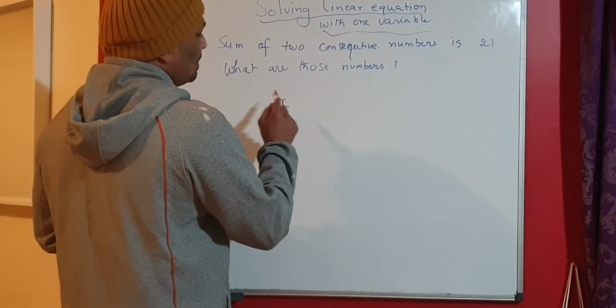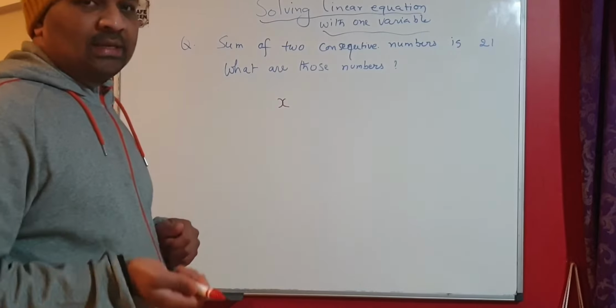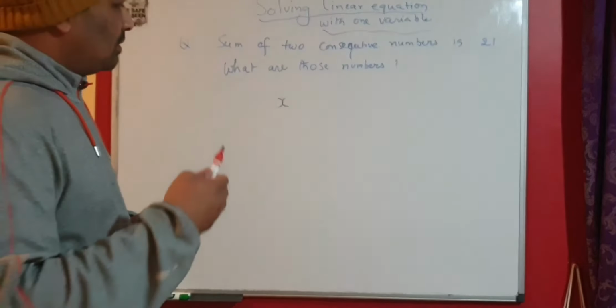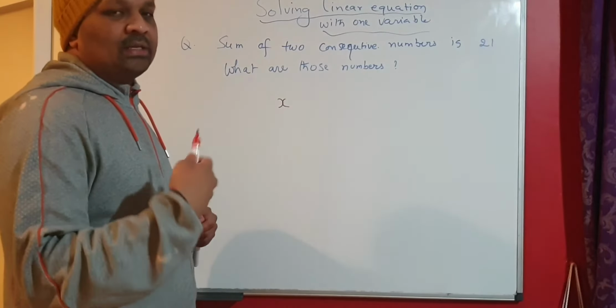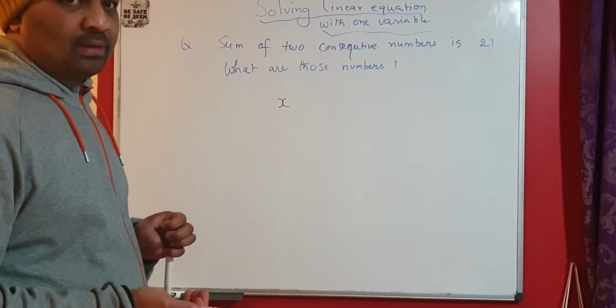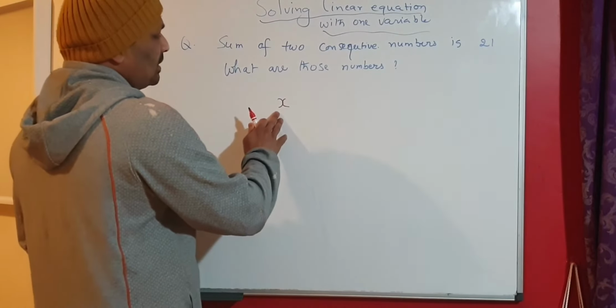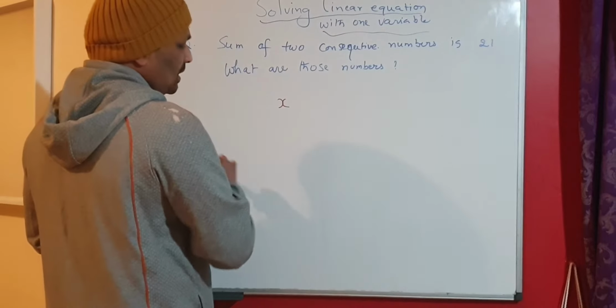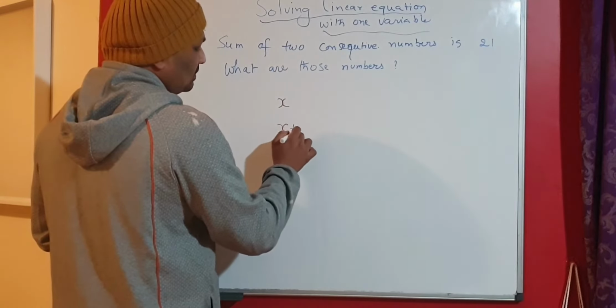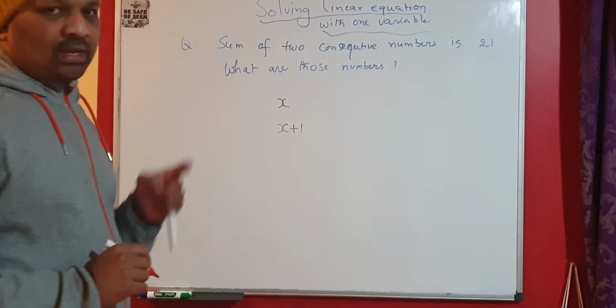One of those consecutive numbers is x. What will be the next number? The next number is x plus 1. So this is one number, and the other number is x plus 1. So these two are consecutive numbers.